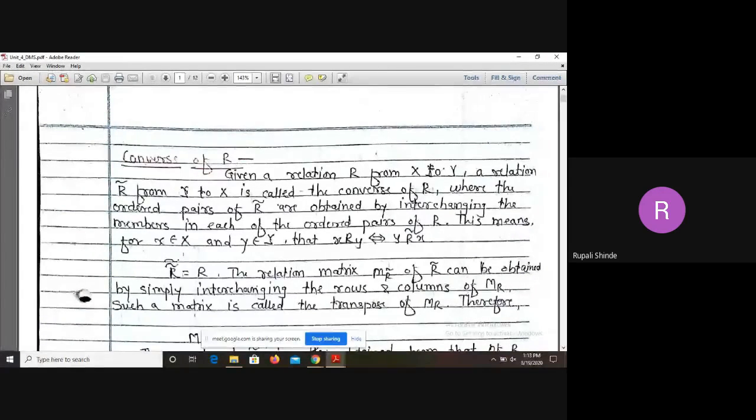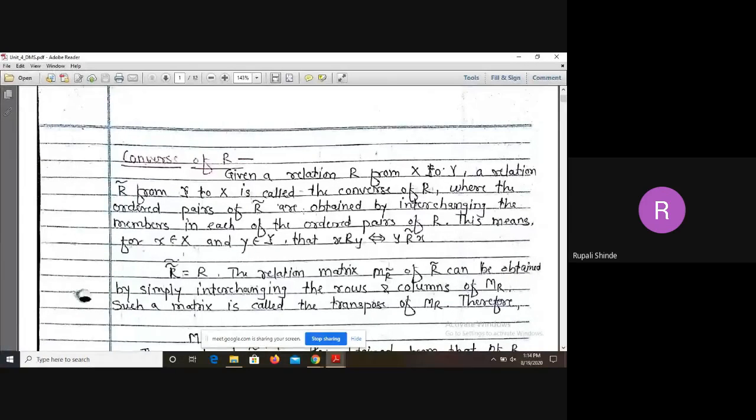That R converse is from y to x. And how to obtain it? In order to obtain R converse, we have to interchange the members in each and every ordered pair of R. For example, if your relation R contains the ordered pair 1, 2, then R converse for the same relation has the ordered pair 2, 1. We just interchanged the members of the ordered pair. That is called R converse.